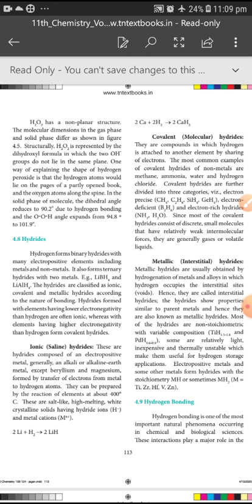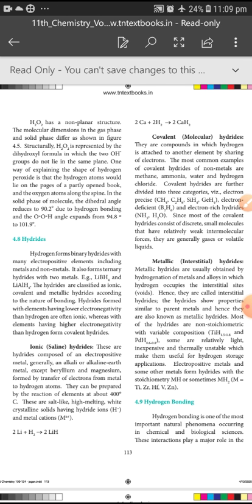Hydrides are classified into 3 types on the basis of the nature of bonding: ionic hydride, metallic hydride, and covalent hydride. Hydrides formed with elements having lower electronegativity than hydrogen are often ionic, whereas hydrides formed with elements having higher electronegativity than hydrogen are covalent hydrides.